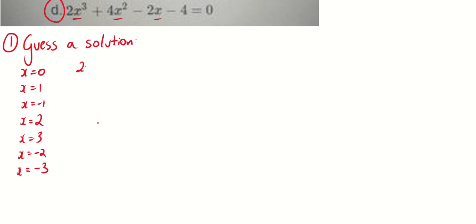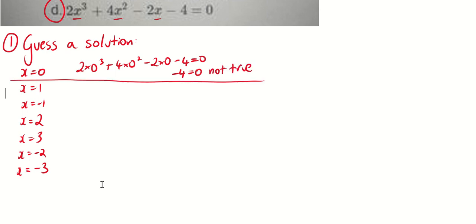I'll have 2 times 0 cubed plus 4 times 0 squared minus 2 times 0 minus 4 equals 0. Checking if that equals 0, I've got minus 4 equals 0. That's not true. Okay, so x equals 0 is not a solution.